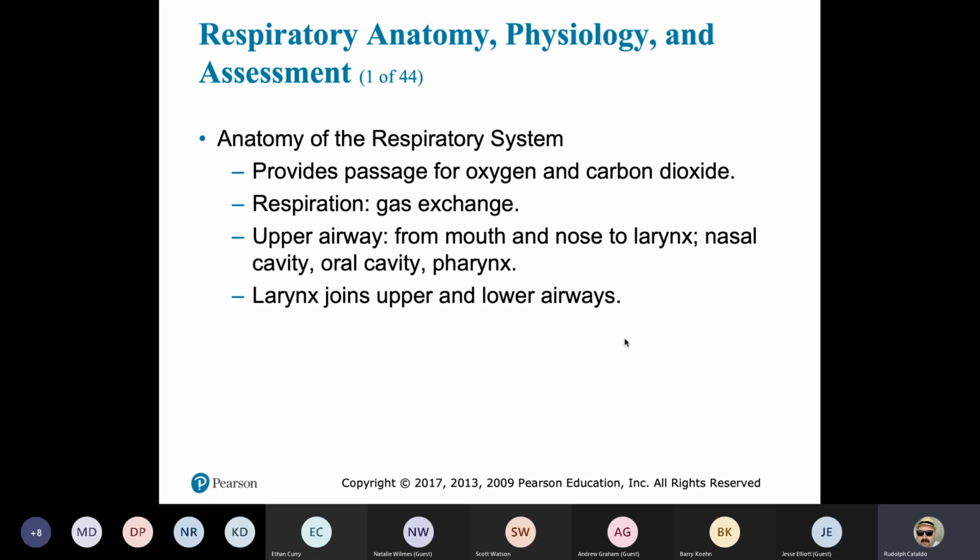So our respiratory system and its structure provides passage for our oxygen and carbon dioxide. That's what our lungs are for, right? We bring in fresh oxygen, we exchange it, carbon dioxide comes out. That's layman's terms for how our body works, right? Our upper airway is the mouth, nose, down to our larynx, nasal cavities, oral cavities, pharynx, and then you have your lower airway, which is like your lungs, your alveoli.